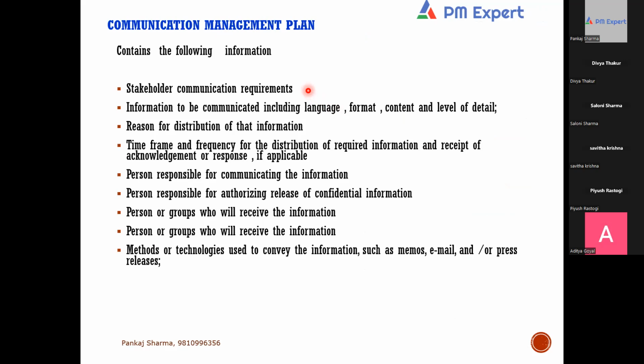Then we have information to be communicated, including language, format, content, and level of detail. Reason for distribution of that information. Time frame and frequency for the distribution of the required information, and receipt of acknowledgement or response, if applicable. Person responsible for communicating the information. Person responsible for authorizing the release of confidential information, person or groups who will receive the information. Method or technologies used to convey the information, such as memos, emails, or press releases.